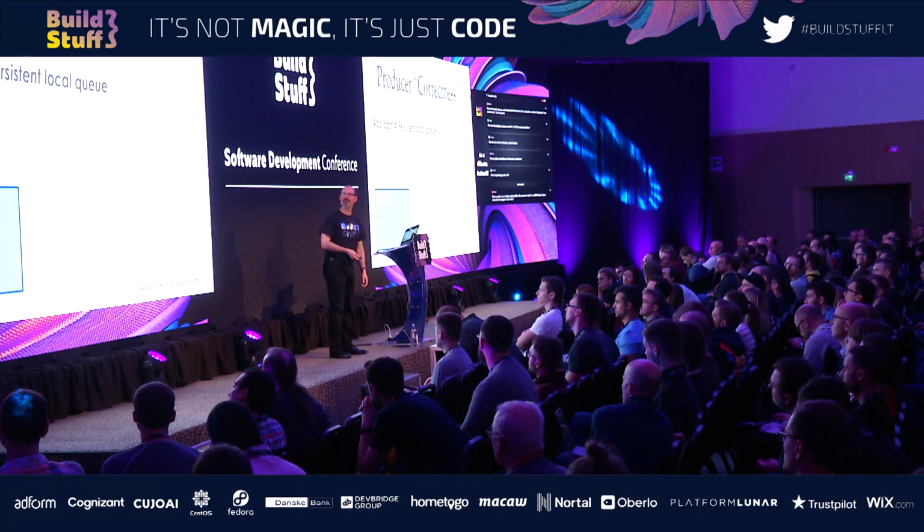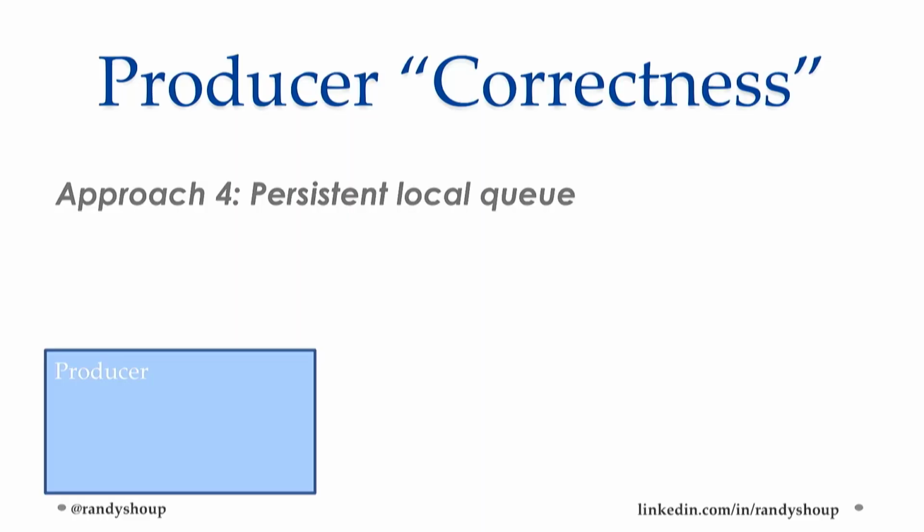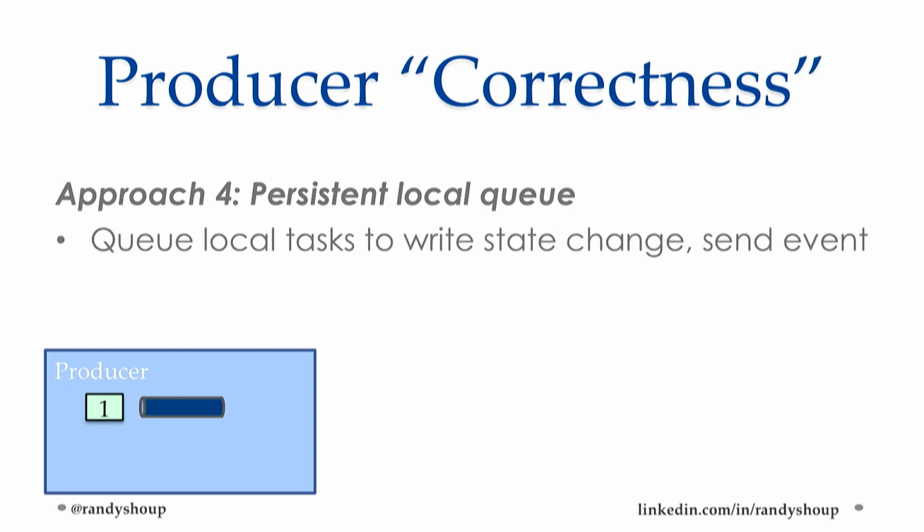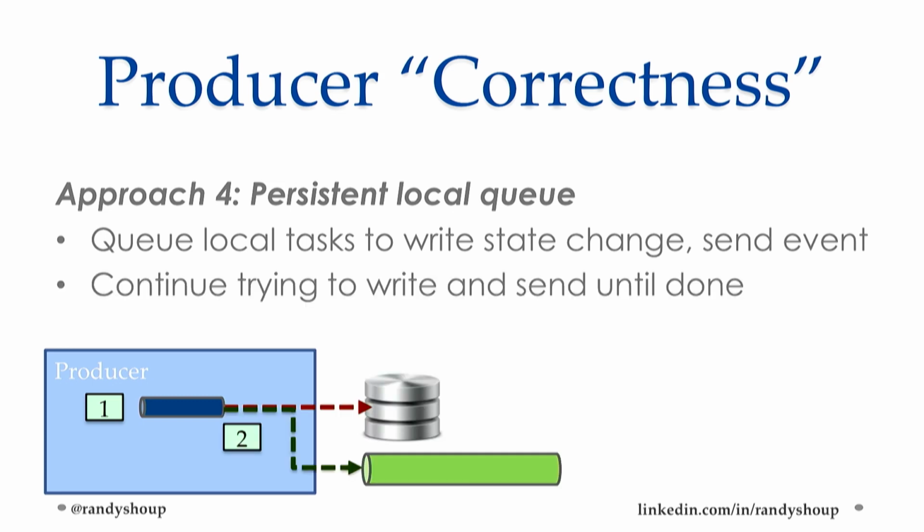All right. And then the final approach, which I've also seen done pretty regularly, but it's hard to get right, is the idea of maintaining a persistent local queue that makes sure you do both of them. So the idea here is that we're queuing these local tasks that we need to do to some local thing that's persistent. As a result of that local queue that I've stored to, I'm going to make sure it goes into the database and also it goes on the event bus.